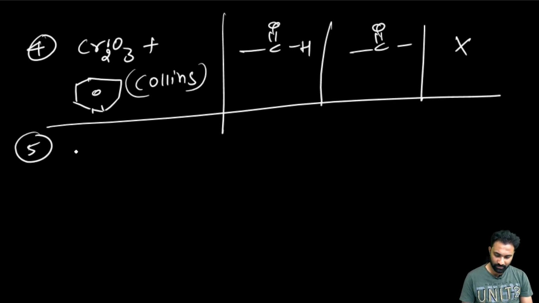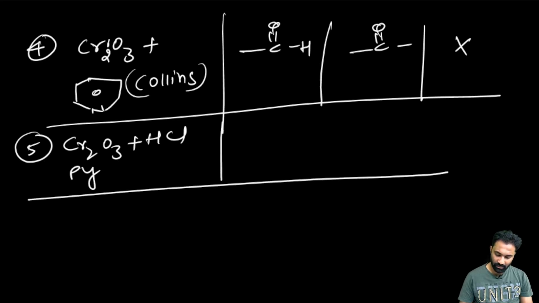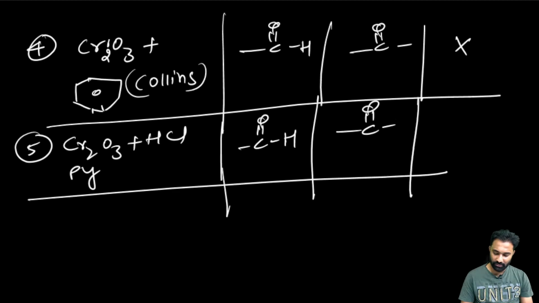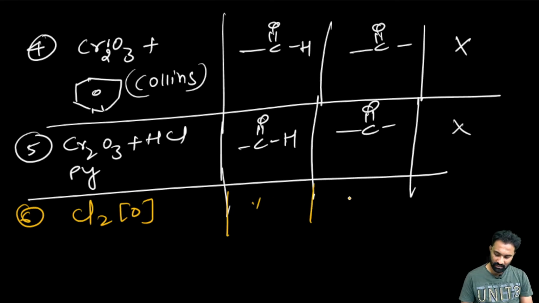Now the fifth one we are having is PCC. What is PCC? Cr2O3 plus HCl and pyridine. Now pyridine is also a mild oxidizing agent. It will stop the reaction at the aldehyde stage for 1 degree alcohol. And the 2 degree will be converted to ketone and 3 degree, no reaction. Alright. Next, the sixth one we are having is Cl2 as an oxidizing agent. It is also a mild oxidizing agent. It will convert into the same.